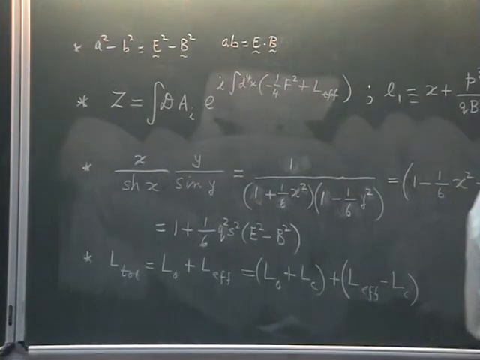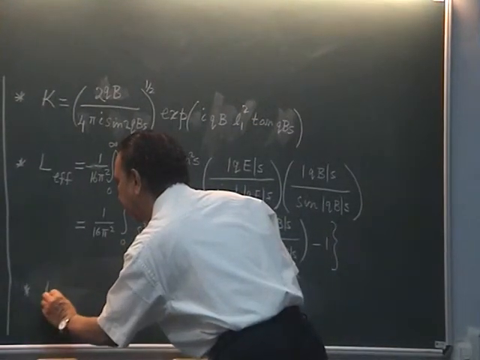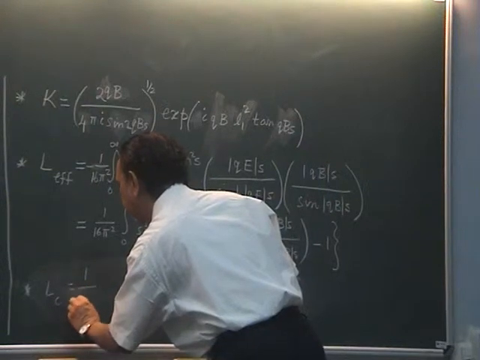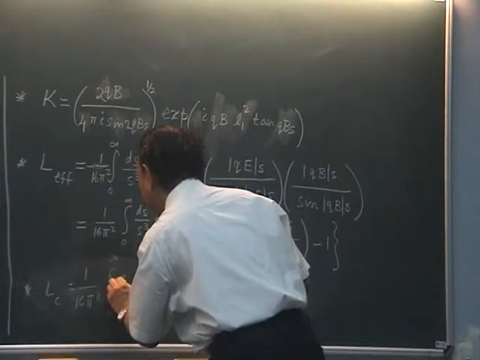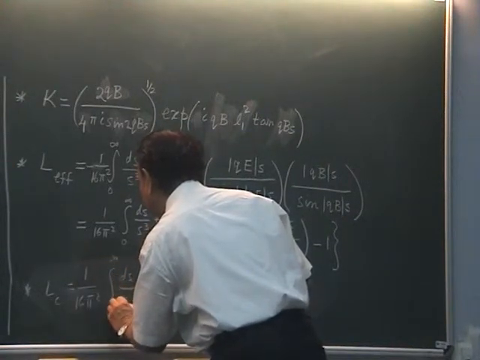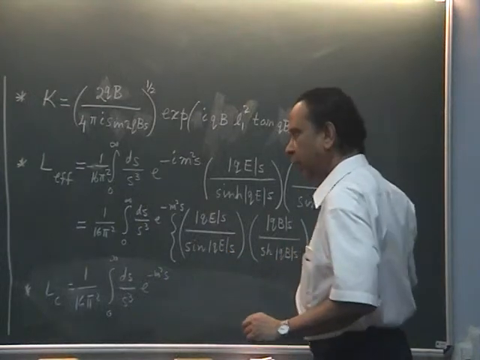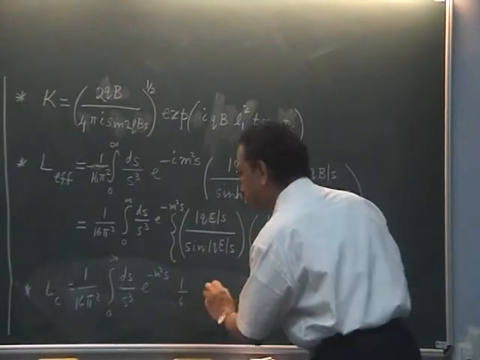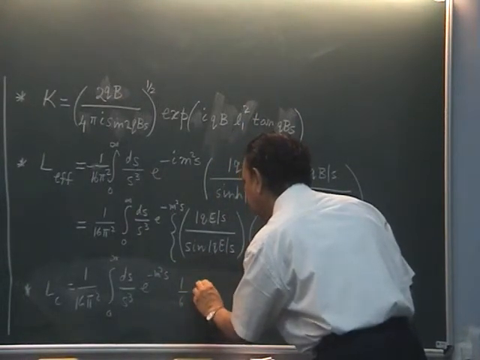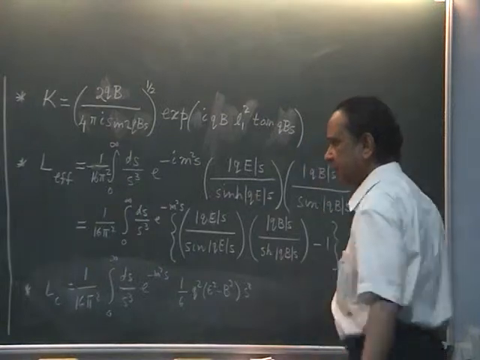So what I am going to do now is to look at the divergent part of that and write down an LC. LC will be 1 over 16 pi square integral 0 to infinity ds over s cube e to the minus m square s. This quantity, Taylor series expanded, gives me 1/6 q square s square, q square into e square minus b square into s square. This is my definition of LC.